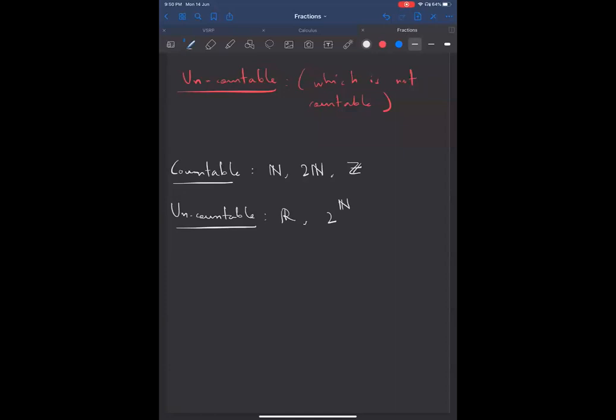And there is a very big theorem called the continuum hypothesis that is between these two. Anyway, forget about all that. So how am I saying this? Why is R not countable? Why is the set of reals not countable?